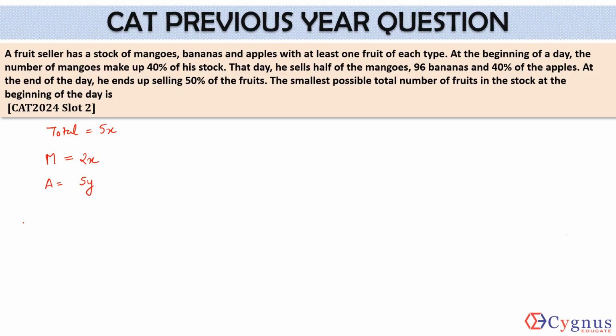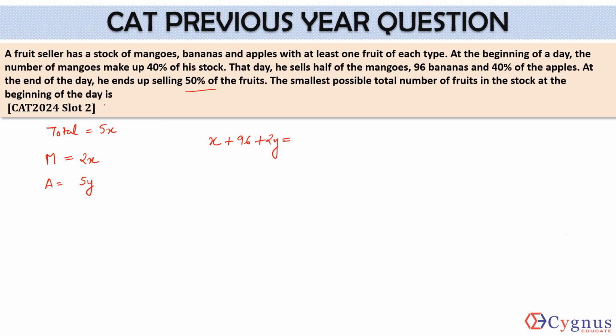Let's assume that. Now, what's given here? He sells half of the mangoes. Now, what is half of 2x? I'll say x. 96 bananas. So let's put 96 here. And 40% of the apples, 40% of 5y must be equal to 2y. And this makes what? Half of the fruits, 50% of the fruits.